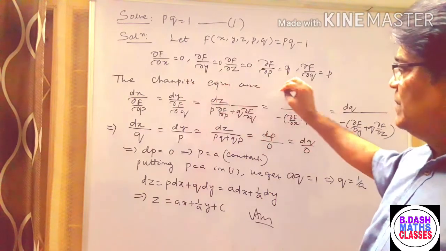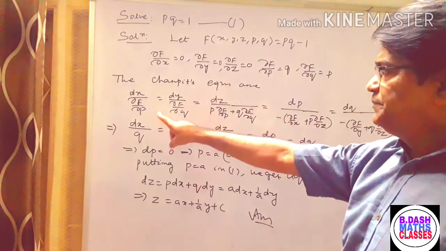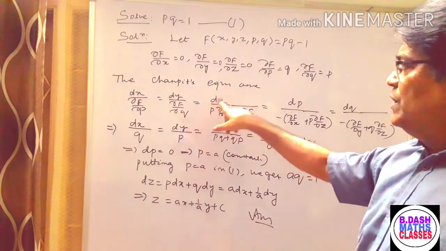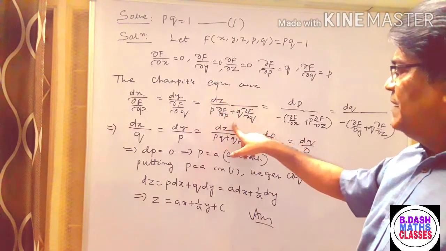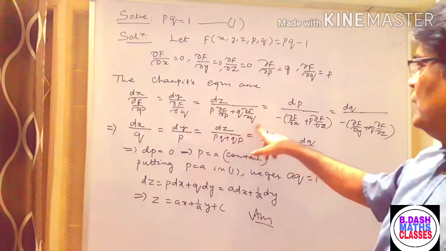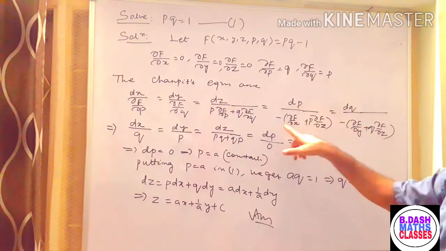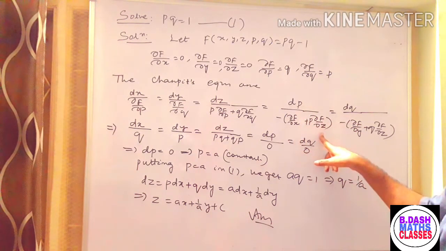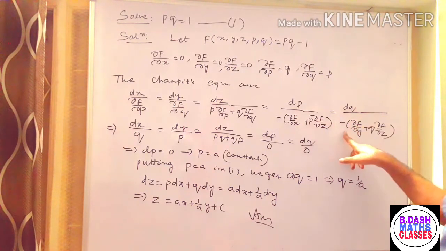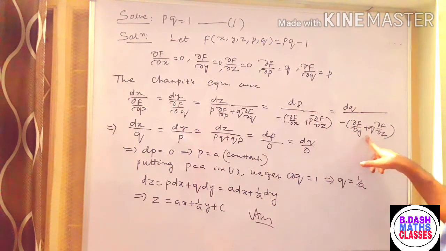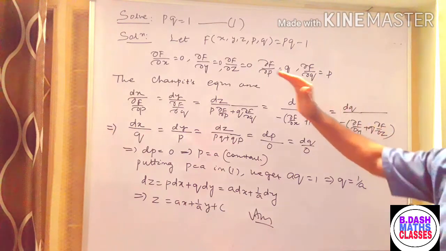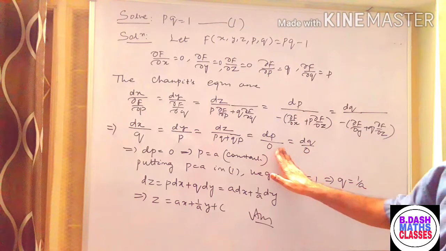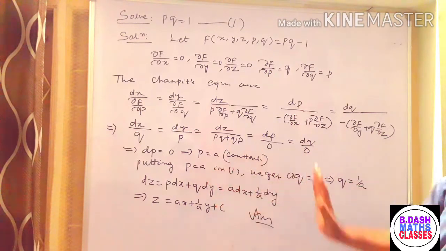The Charpit's equations are dx by del f by del p is equal to dy by del f by del q is equal to dz by p del f by del p plus q del f by del q is equal to dp by minus of del f by del x plus p del f by del z is equal to dq by minus of del f by del y plus q del f by del z. Now let us substitute these values and we get dp is equal to 0, so p is equal to a.